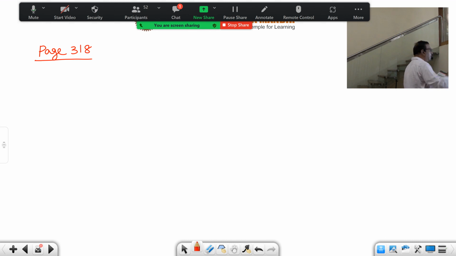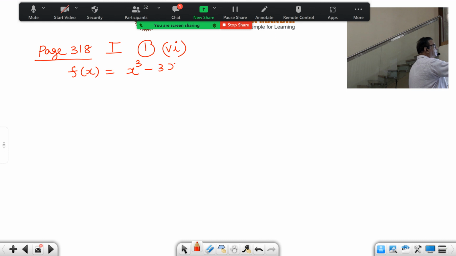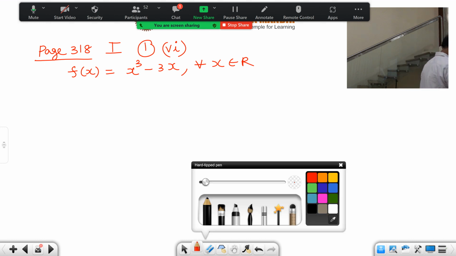Page 318. First Roman, first sum, sixth bit. f of x is equal to x cube minus 3x for all x belonging to R. The question is, find the points of local extrema, if any, and the local extrema of the following functions, each of whose domain is shown against the function. Here the domain is R.